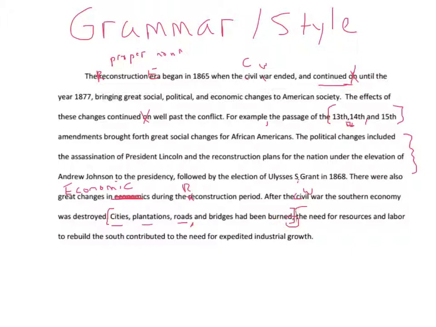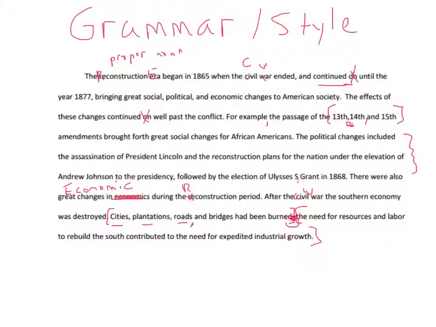And then you have another group of words that's also complete. The need for resources and labor to rebuild the South. The need is your subject. And then you have a predicate. It contributed to the need for expedited industrial growth. So anytime you have a group of words that's complete and another group of words that's complete, you cannot join them with a comma. We need to either make that a semicolon or we need to make it a period and make it into two sentences.